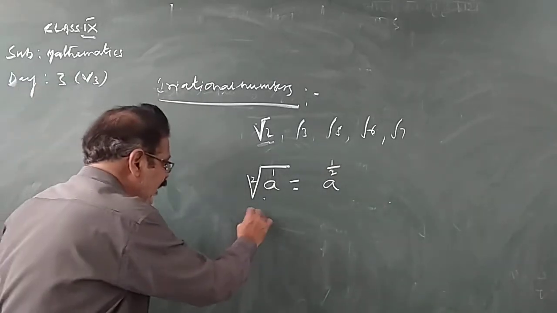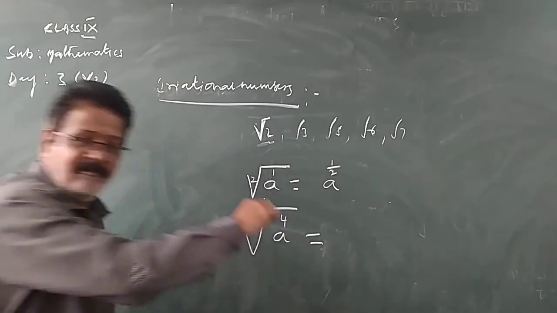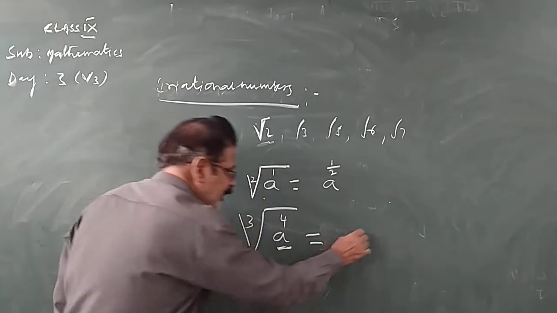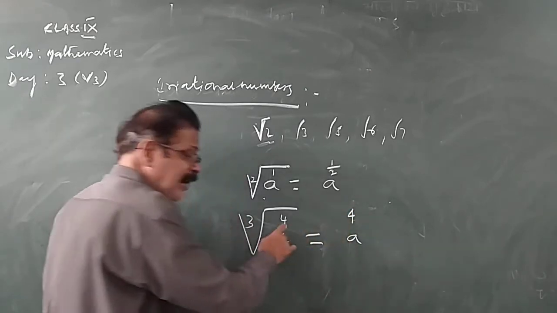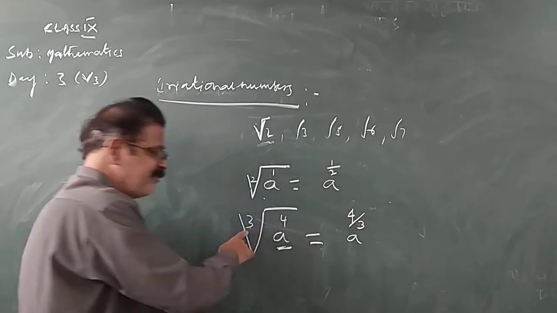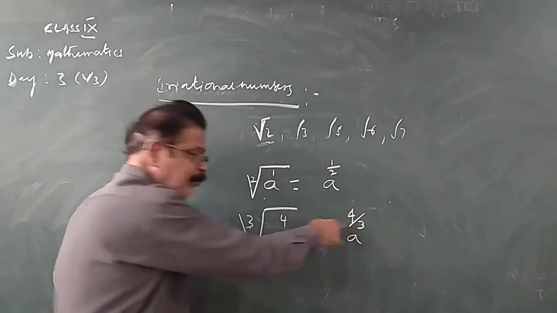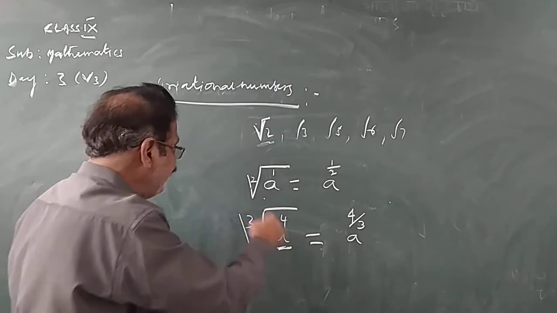In the case of third order, cube root of a to the power of 4. What is the power of the radicand? It is 4, and the order is 3, third order. Cube root of a to the power of 4 means a to the power of 4 by 3. So, what is the general form?